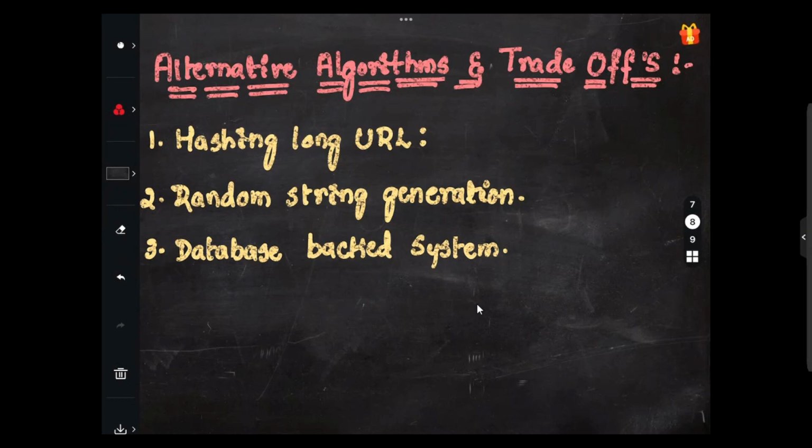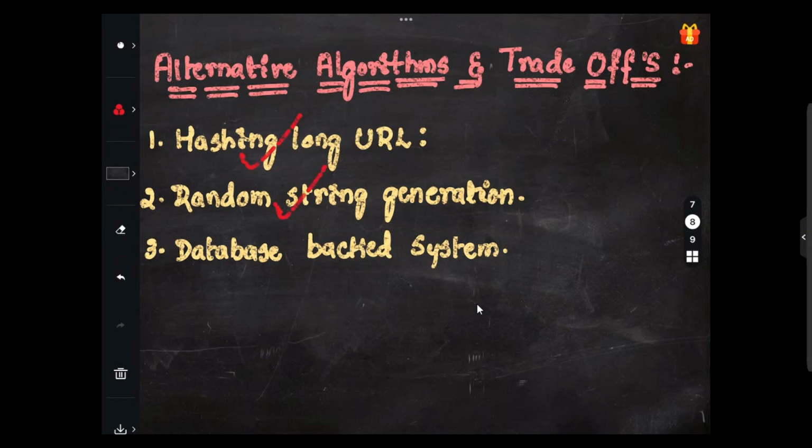So when I say alternative algorithms and the trade-offs, we can go with hashing the long URL. Hashing a long URL, in the sense we can make use of MD5 or SHA, right? So there will be a shorter collision risk, but we may have collisions as well. We need resolution in this case. So that is hashing the long URL.